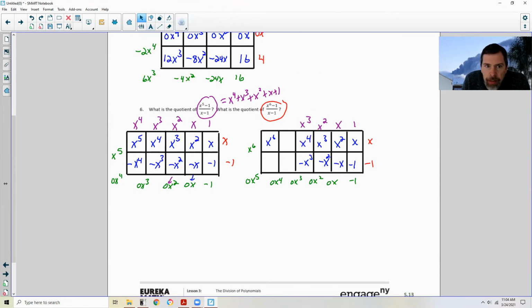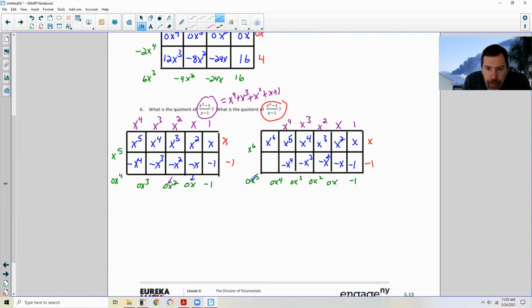Okay, and then we're going to do our diagonal. So x to the fourth minus an x to the fourth right here will give me 0x to the fourth. And now I can take -x to the fourth times -1, and that will give me an x to the fourth for right here. And then when I multiply x times x to the fourth, I get x to the fifth. Let me change that color. I meant to make it blue.